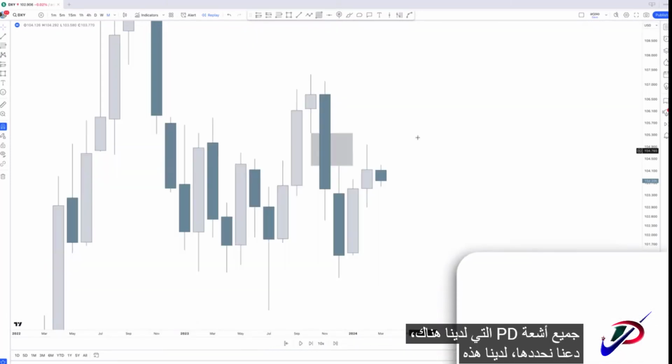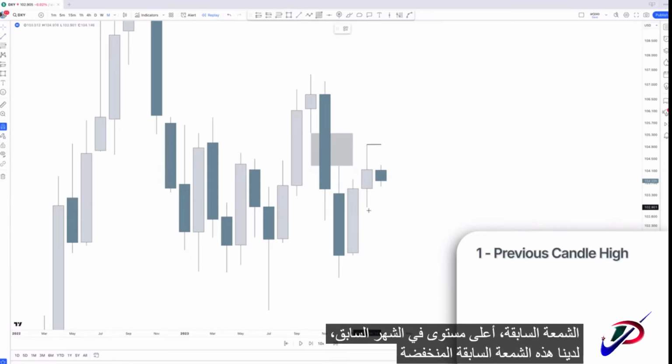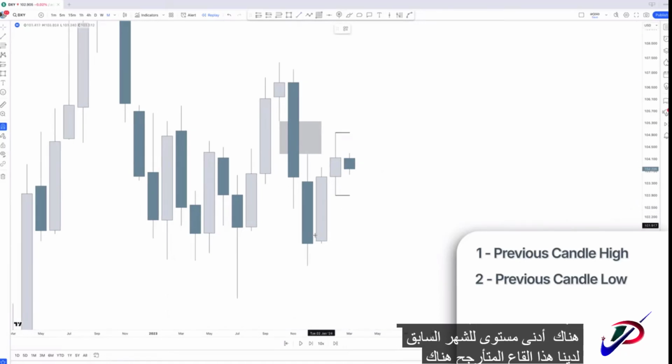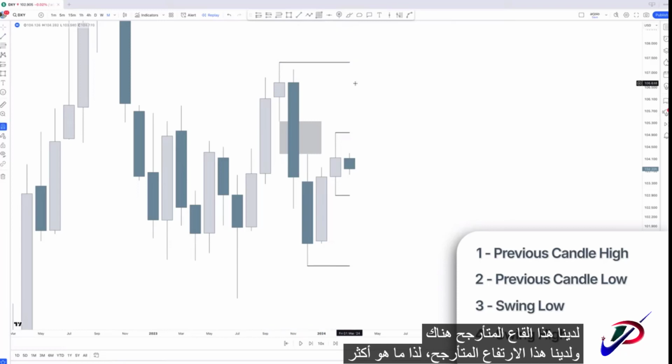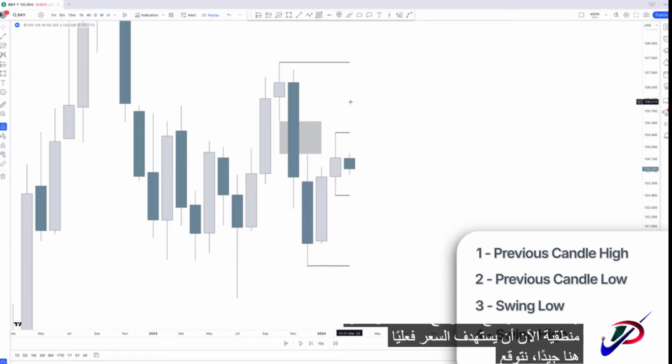So again, what are all the PD arrays that we have right there? Let's mark them out. We have this previous candle high, previous month's high. We have this previous candle low right there, which is the previous month's low. We have this swing low right there, and we have this swing high.